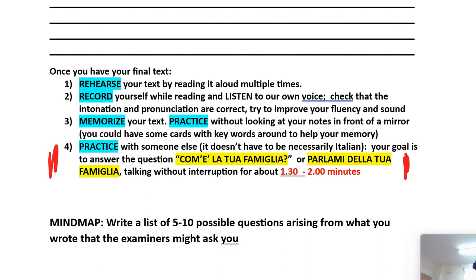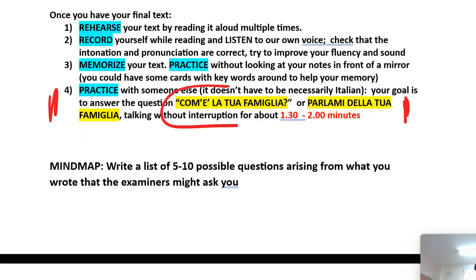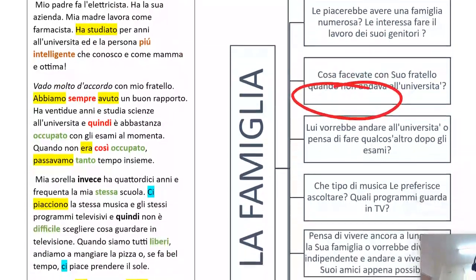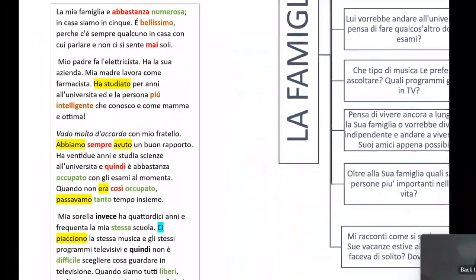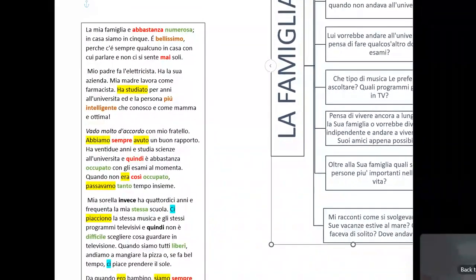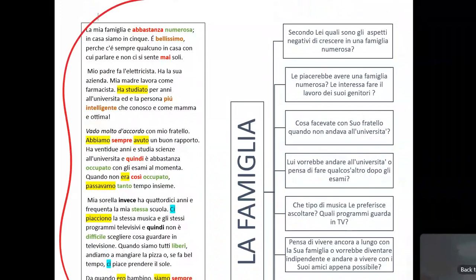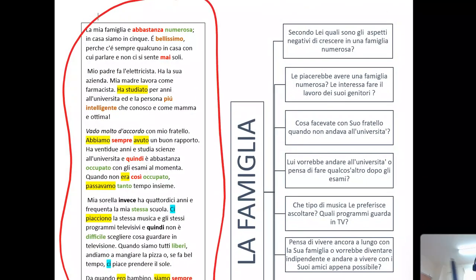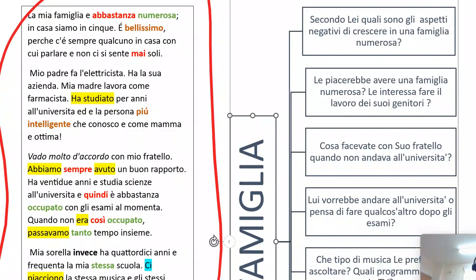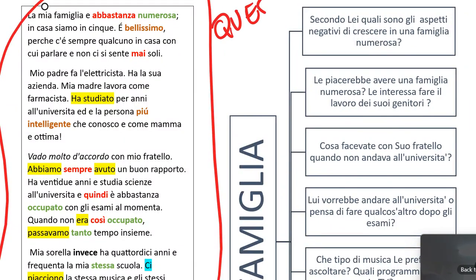Once you've done that, so basically answering the question "com'è la tua famiglia" or "parlami della tua famiglia", you have to go to the next step. So the next step is, let's say that this is your paragraph about your family. The next step is to write down some of the questions, le domande, that the examiners may ask when they hear what I have to say about my family.